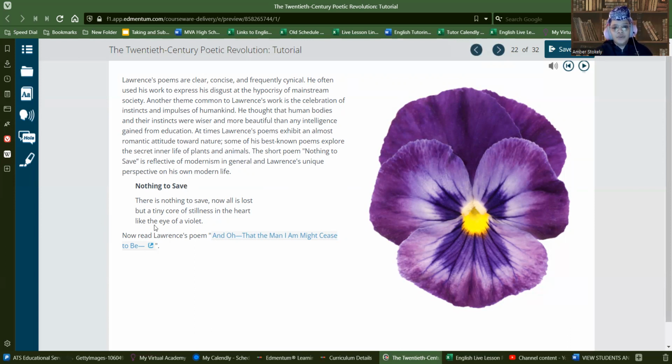So there's the example, and the excerpt that they give you for his works is, and oh, that the man I am might cease to be. So take a moment to read that poem, and then you can meet me on slide 23, and we'll get to the second poet.